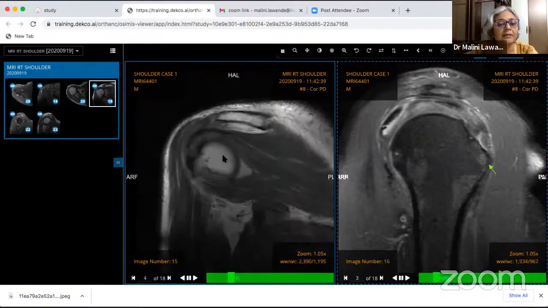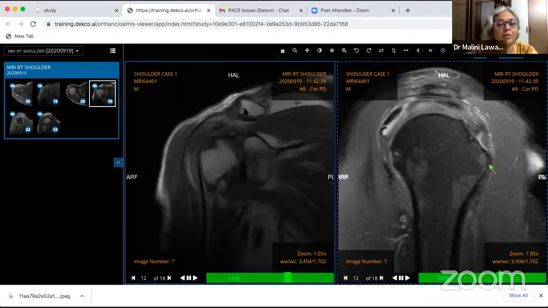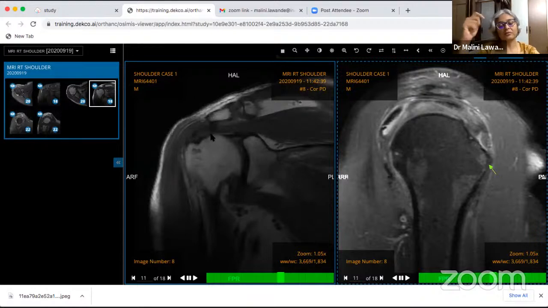We look at the AC joint. This is the acromioclavicular joint. There is mild osteoarthrosis, but nothing very bad. This is the long head of biceps tendon, which is normal. So when we have supraspinatus tear, the long head of biceps tendon starts acting to keep the humeral head down, and that can show tendinosis and tears.